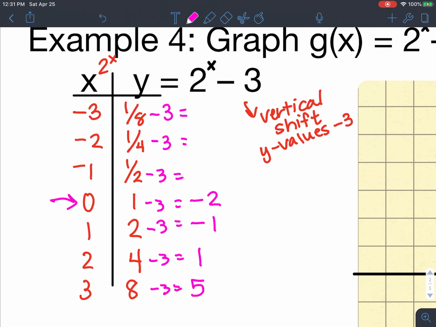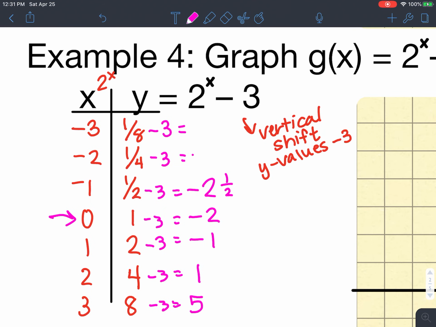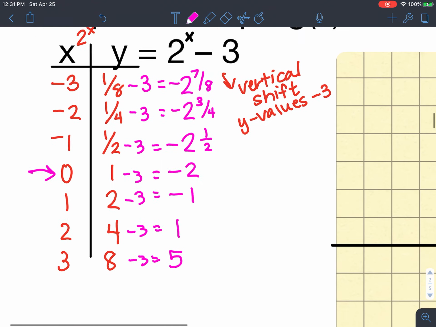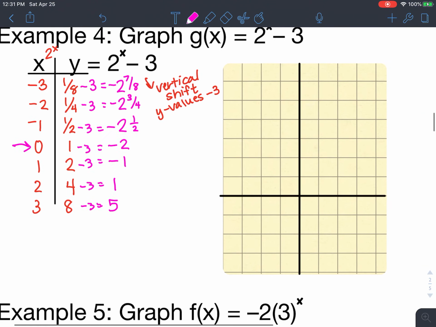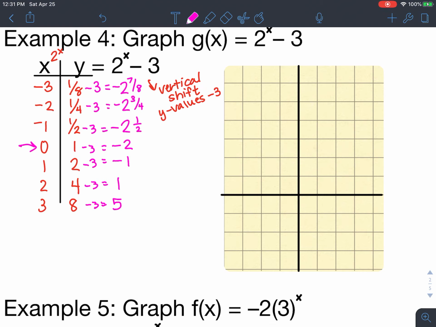Now let's go back to the fractions. It's a little annoying because it's a fraction minus a number, but you're big people, you can handle it. So 1/2 minus 3 is -2.5. 1/4 minus 3 is -2 3/4. And 1/8 minus 3 is -2 7/8. So let's get these plotted.